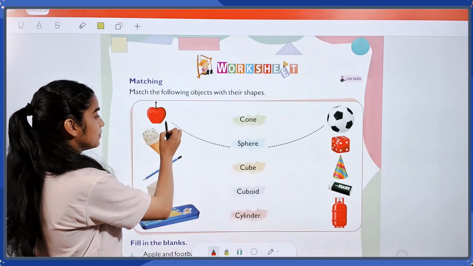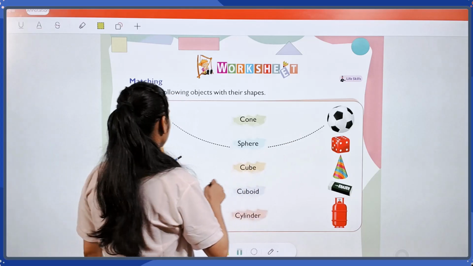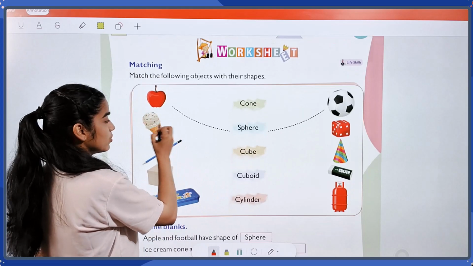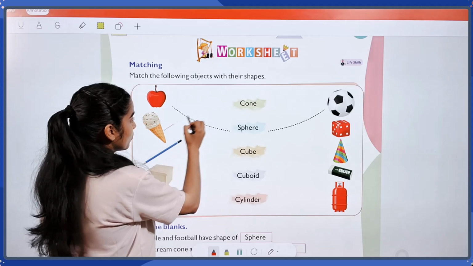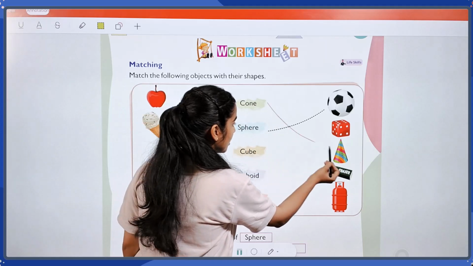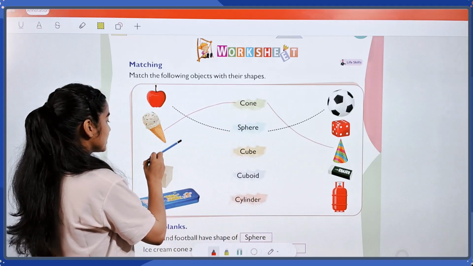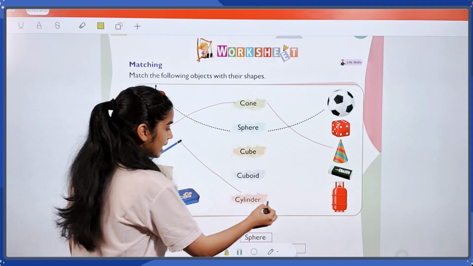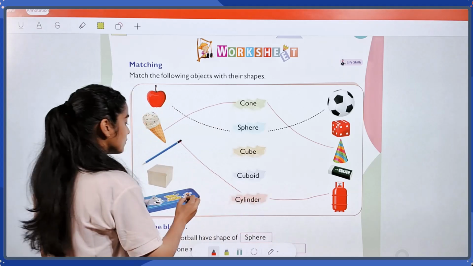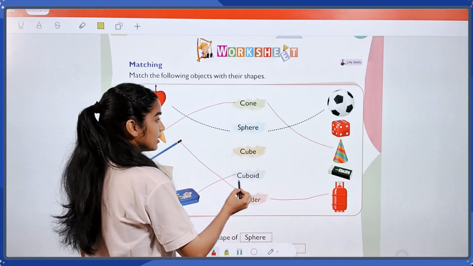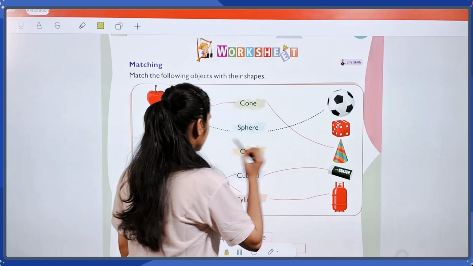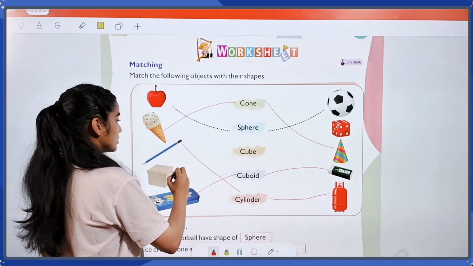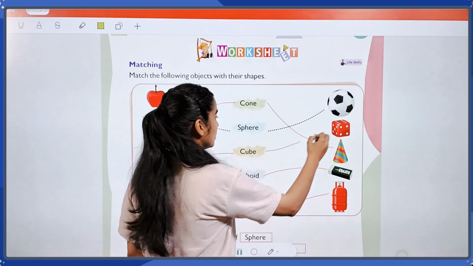So this is your apple, which looks like a sphere. Now you have this, it looks like a cone. So this is your cone, and you match it with this birthday cap. Now you have your pencil. Pencil looks a little bit like a cylinder, and you can match it with this. Now you have your geometry box, which is a cuboid, and you can connect it with your eraser. Now you have your cube, this box; you have to attach it with your dice.